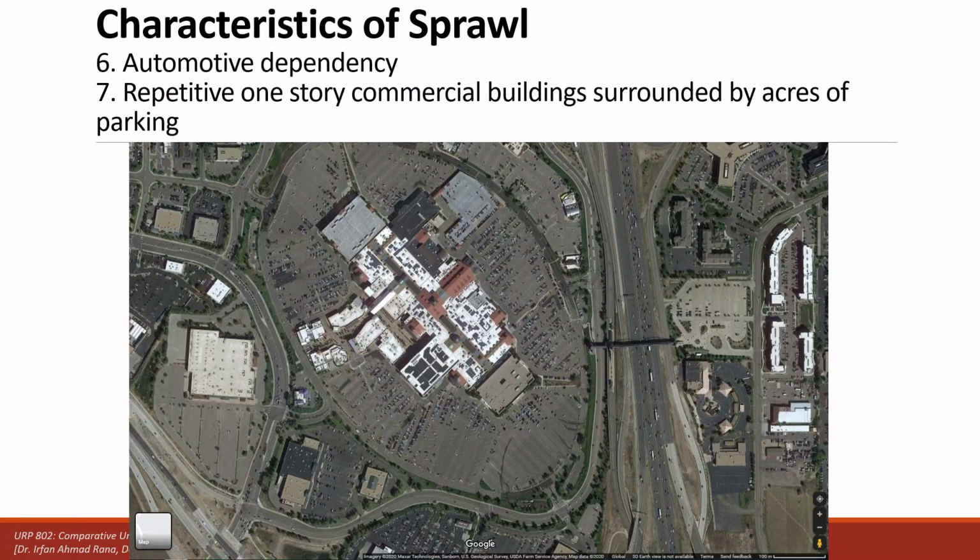So another characteristic of sprawl is basically a high dependency on automobiles. The use of private automobiles in a country or in a city also encourages sprawl, where people can easily travel from one place to another. And sometimes a lack of public transport or inadequate public transportation systems also encourages people to opt for private car use, and that ultimately leads to more urban sprawl.